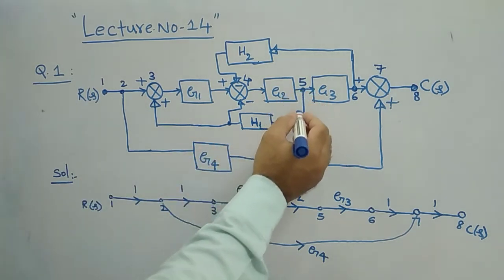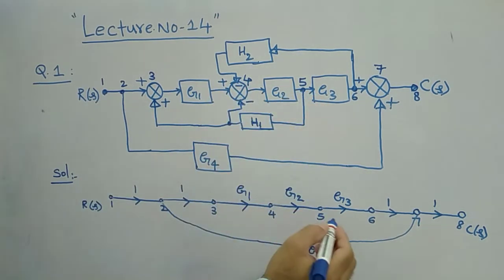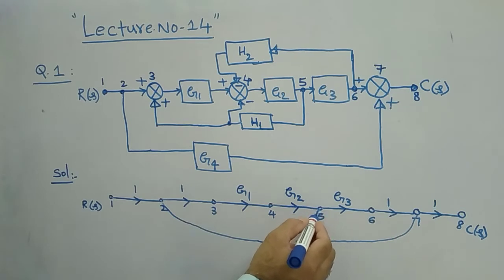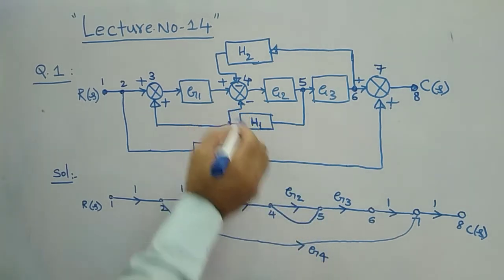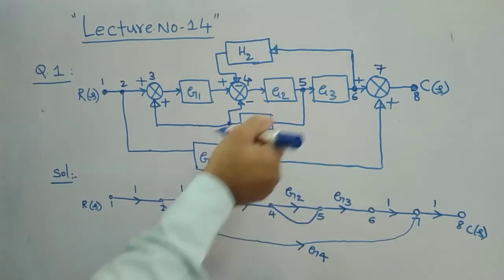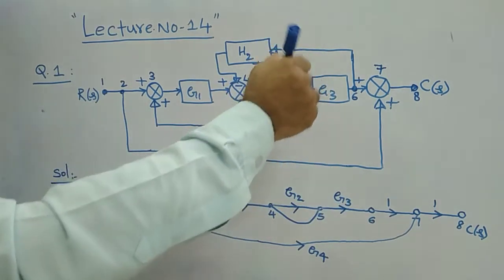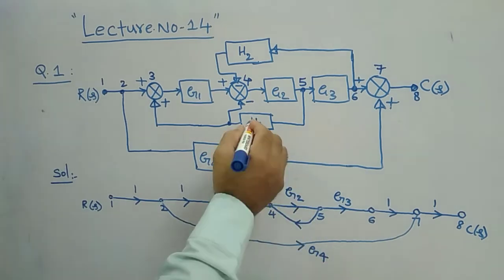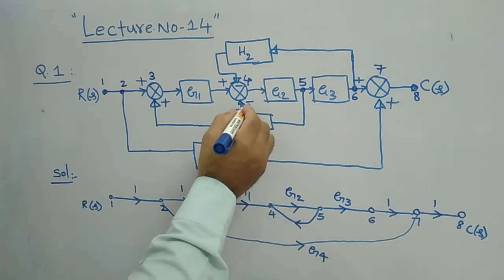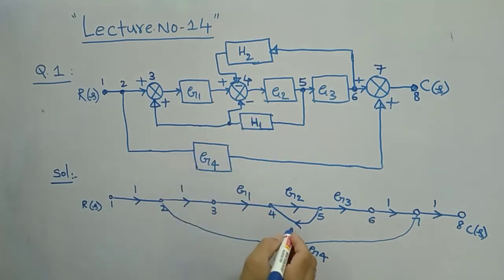From 5 to 4, you draw like this with arrow mark in the reverse direction, because the arrow mark is in reverse direction. Therefore you represent like this, where it is going, minus to minus sign. Therefore you can represent minus H1.